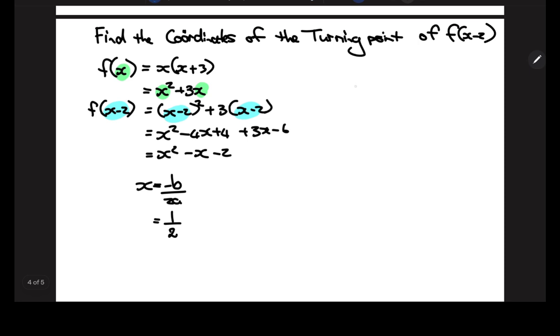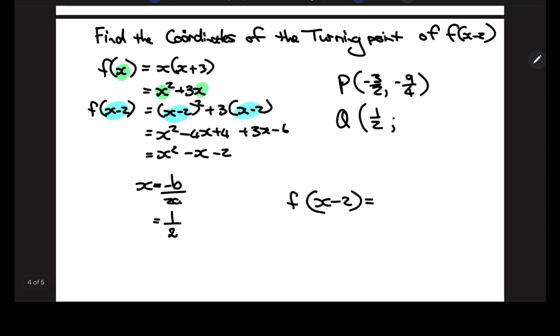So my new turning point is, let me write down the old turning point first, which was p, negative 3 over 2, and q, negative 9 over 4. So that's the old one. The new one, let's just call the new turning point p, q, would be a half. Remember that this was x minus 2. This means only my x gets affected, my y doesn't get affected. So that's going to be my new turning point. So if I have to work it out, this is the way to show it.